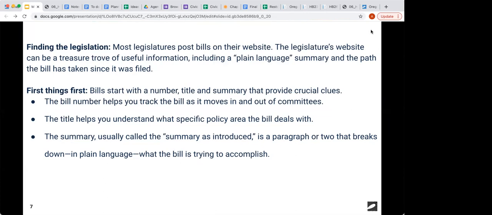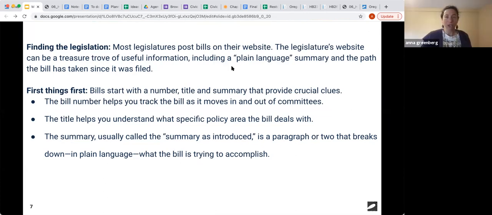You can find a list of all the bills, and there's usually a short section on plain language. So the first things to look for are the bill number, the title, and the summary. The bill number helps you track it. It makes it very searchable. You can sign up for alerts so that you're getting updates on what's going on with the bills. The title, of course, and the summary.